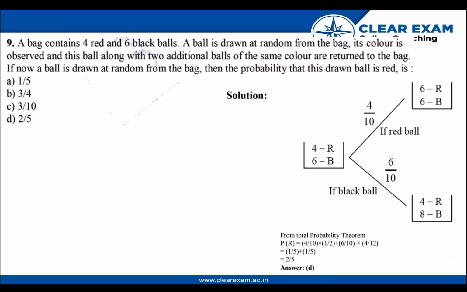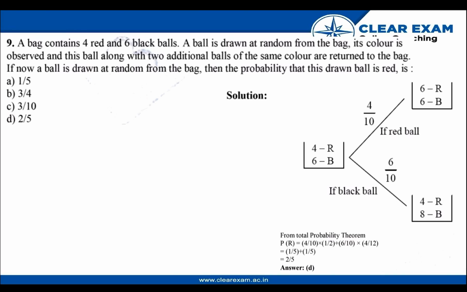A bag contains 4 red balls and 6 black balls. A ball is drawn at random from the bag. Its color is observed and 2 more same colored balls are added to the bag. Now a ball is drawn at random from the bag, then the probability that the drawn ball is red is.